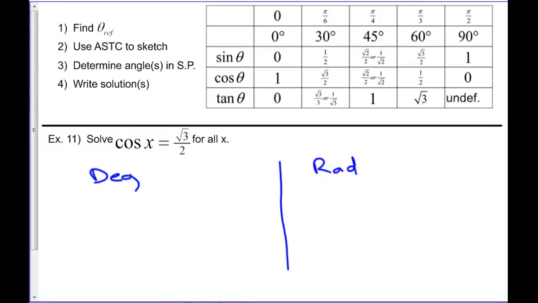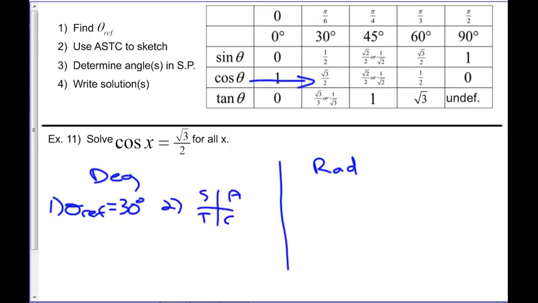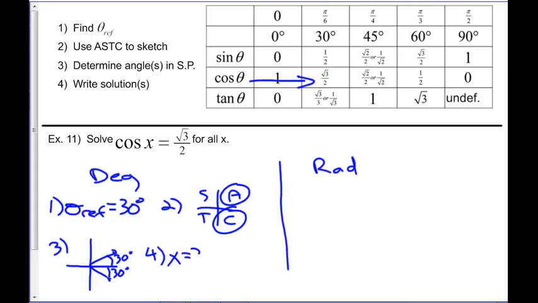So let's do both. If I were to do it in degrees, theta ref, I'm looking for a cosine of root 3 over 2. So theta ref is 30 degrees. ASTC, cosine is positive in quadrants 1 and 4. Make the little sketch. So 30 degrees and 30 degrees. Okay, so that gives us x equals 30. And that other one would be 360 minus 30, or 330. But each of those solutions recur every 360 degrees at all their coterminal angles.